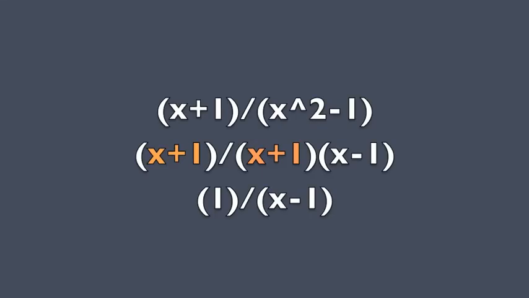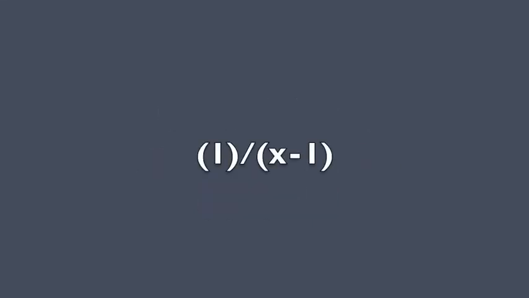Indeed. Then you would have to simplify that as well. Since you have an x plus 1 on the top and bottom of the fraction, you can cross out both of them and substitute the missing numerator with a 1. Right, so our final answer would turn out to be 1 divided by x minus 1.